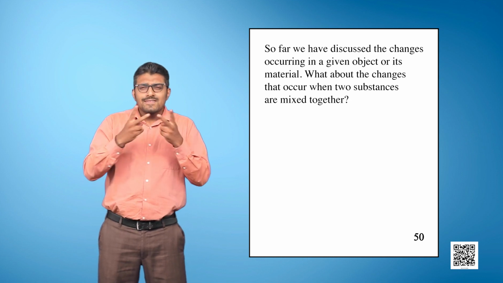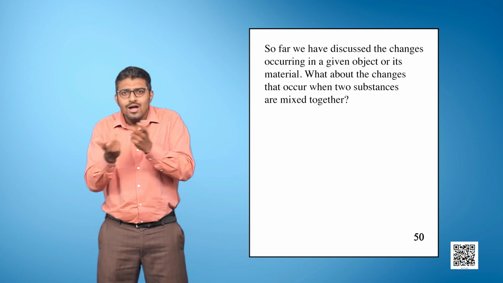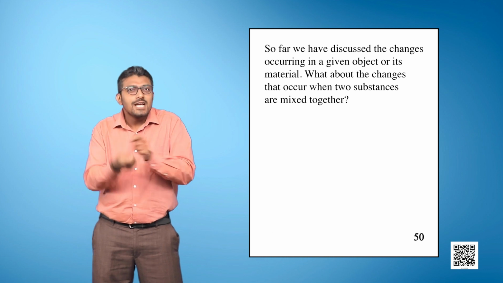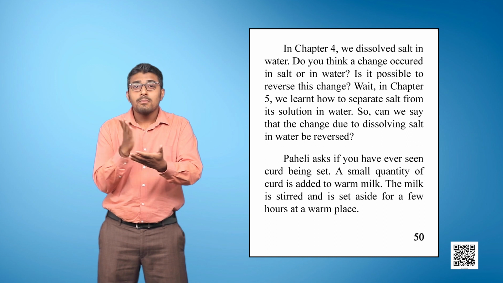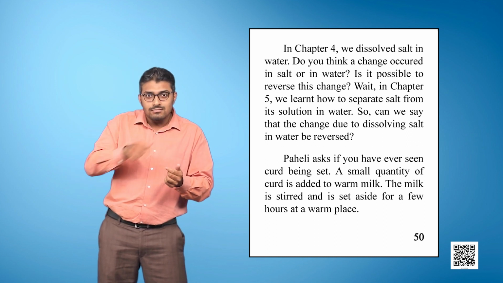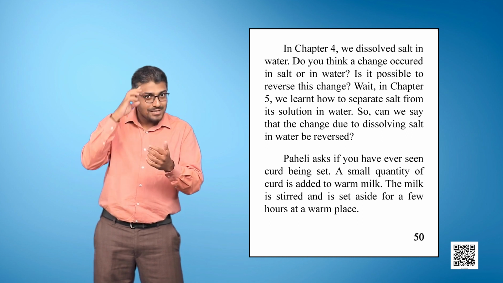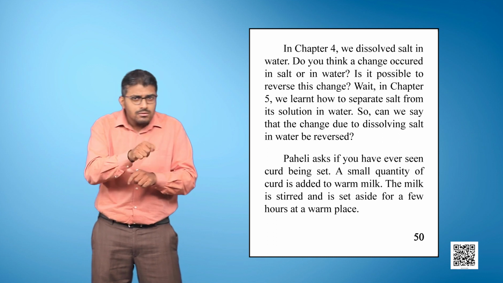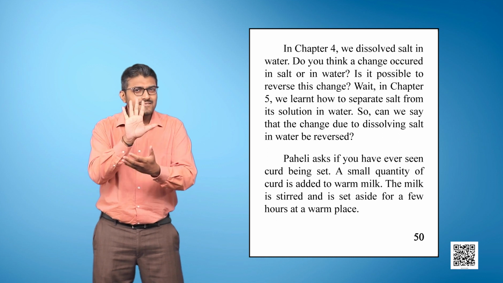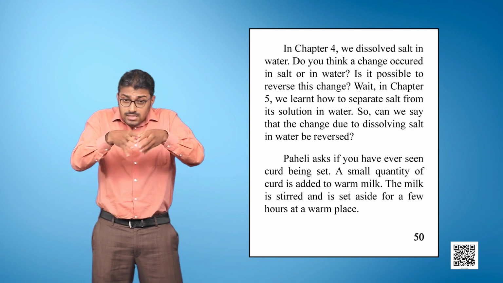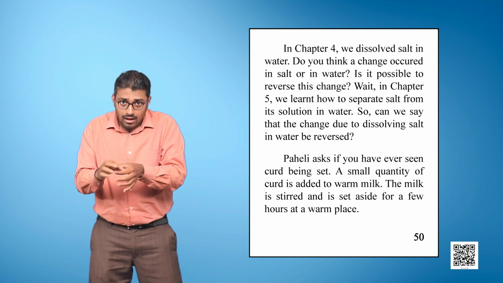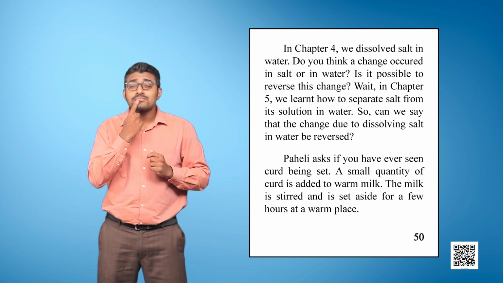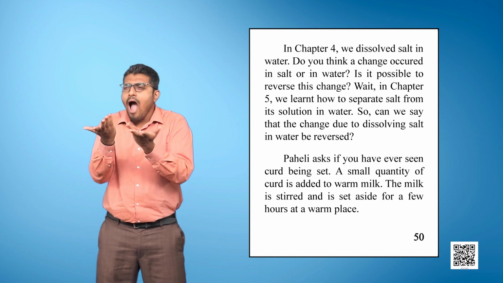So far, we have discussed the changes occurring in a given object or its material. What about the changes that occur when two substances are mixed together? In Chapter 4, we dissolved salt in water. Do you think a change occurred in salt or in water? Is it possible to reverse this change? Wait. In Chapter 5, we learned how to separate salt from its solution in water. So, can we say that the change due to dissolving salt in water can be reversed?